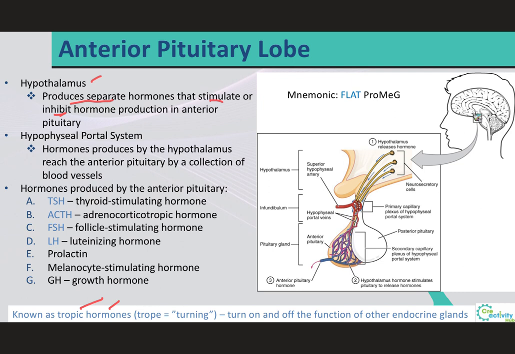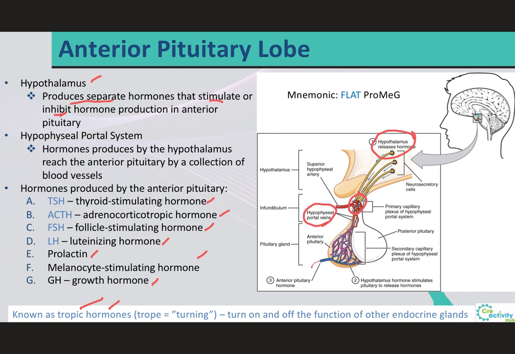And again, once the hormones are released from the hypothalamus, they will reach the anterior pituitary through the hypophyseal portal veins. Now, the hormones that are released in the anterior pituitary are listed here. We have the thyroid stimulating hormone, the adrenocorticotropic hormone, the follicle stimulating hormone, the luteinizing hormone, prolactin, melanocyte stimulating hormone, and growth hormone. So we have 7 different hormones.